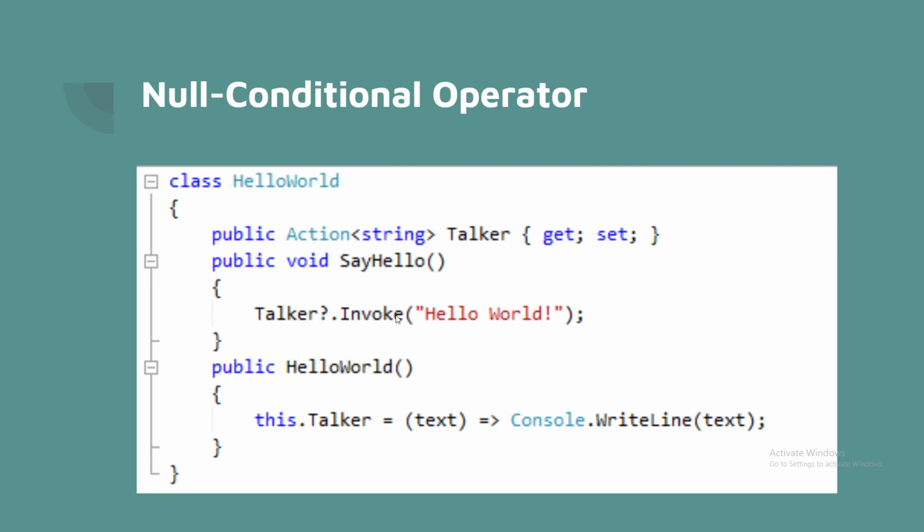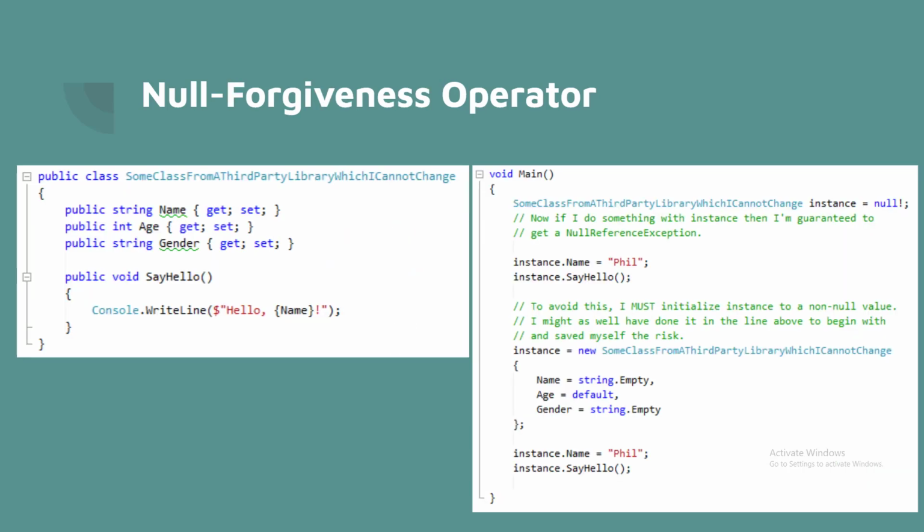So it's a lot like the null coalescing operator, but instead of returning a value, an evaluation, it lets you do something on the dot operator.